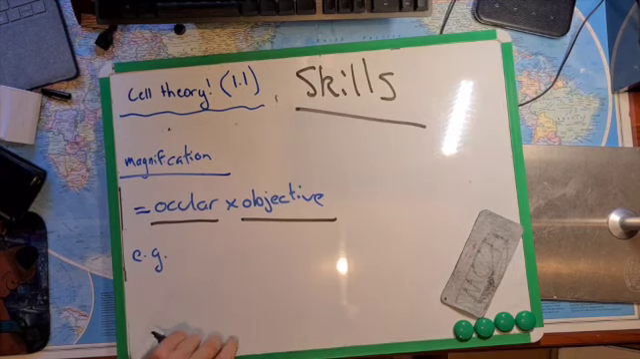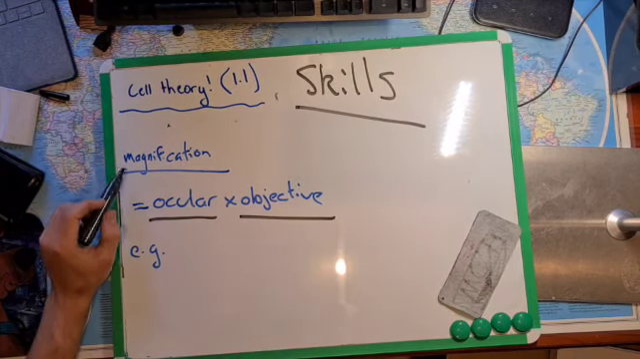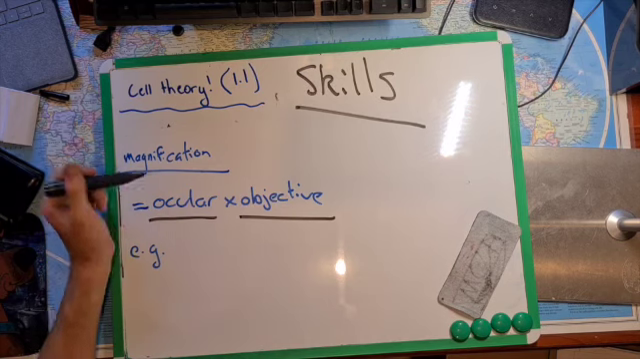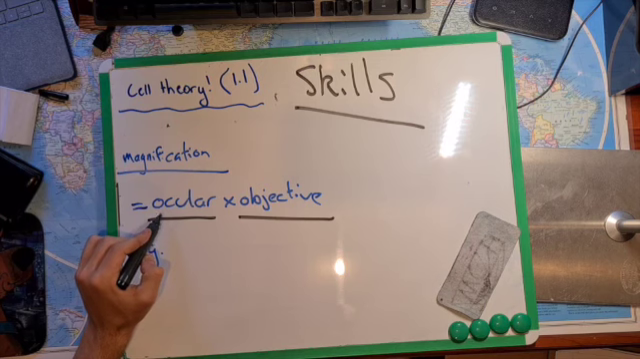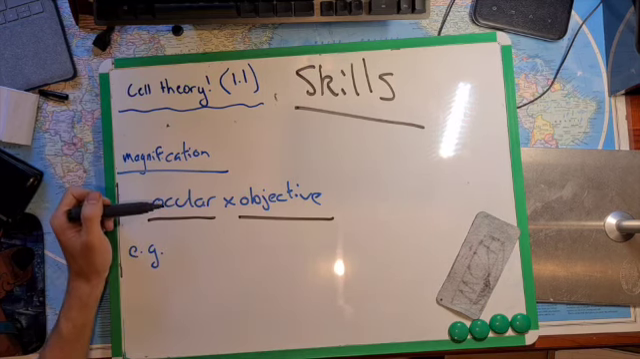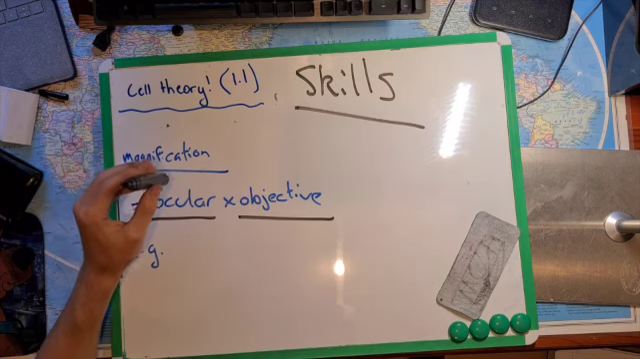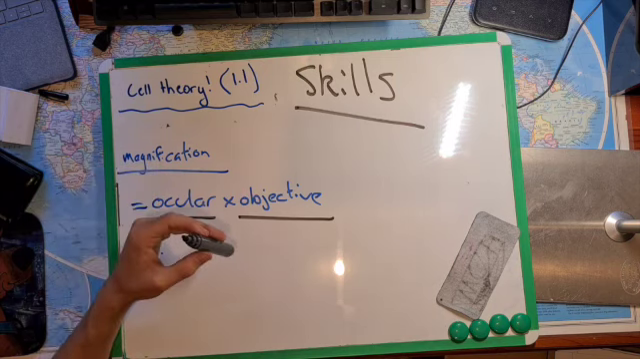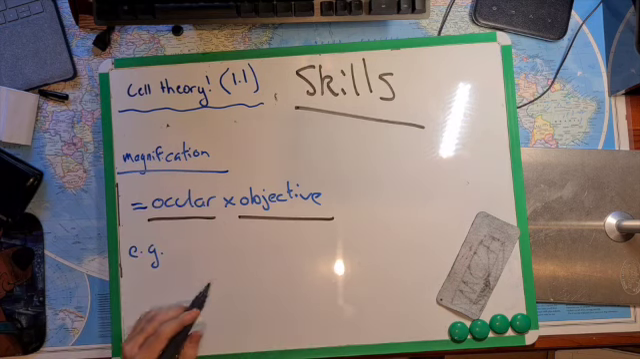Moving on into the skill-based section of this syllabus point, a necessary skill is to calculate the magnification from a microscope. Now we can see our equation is the ocular magnification times the objective magnification. The ocular magnification is found from the top lens section of a microscope, whilst the objective lens is found just above where you place your slide for viewing.